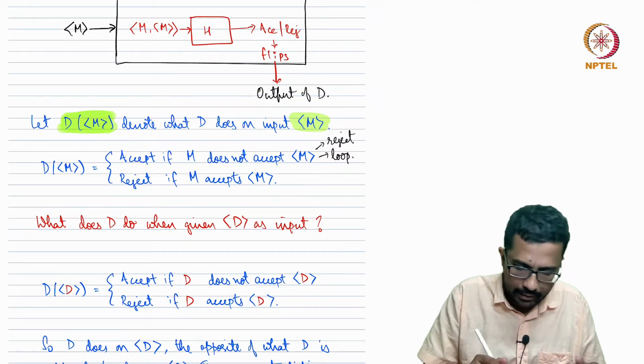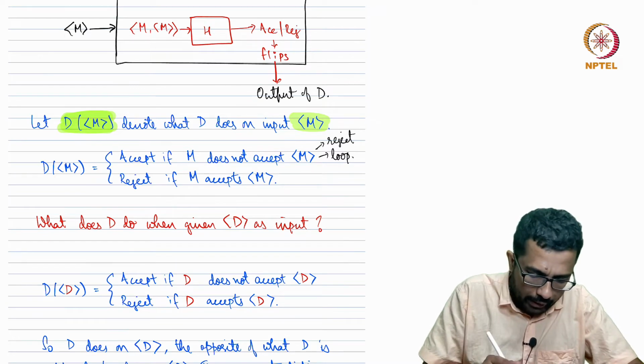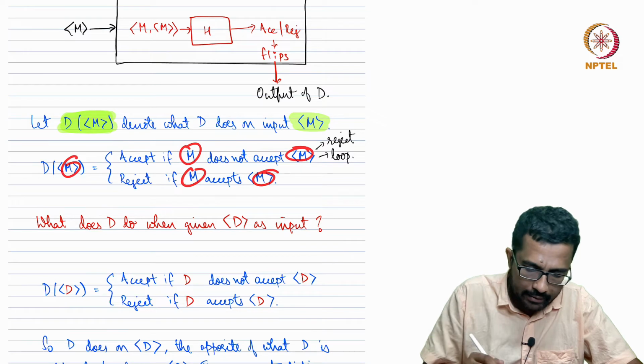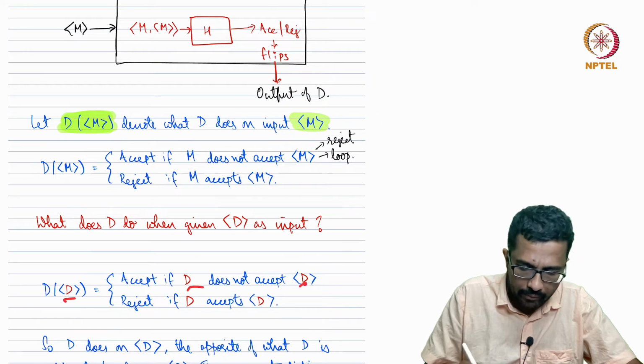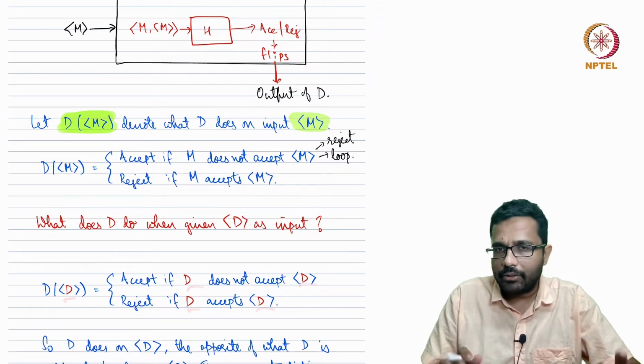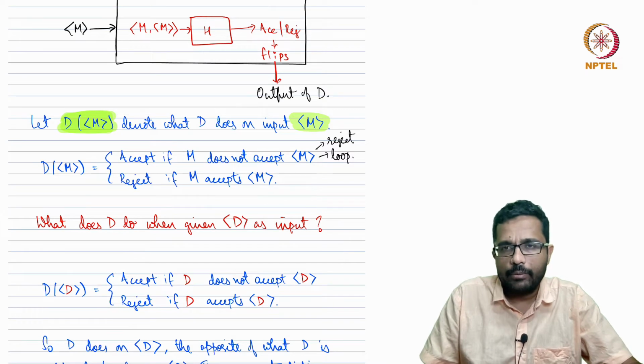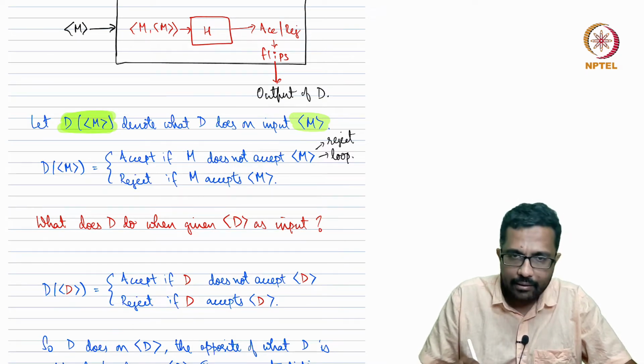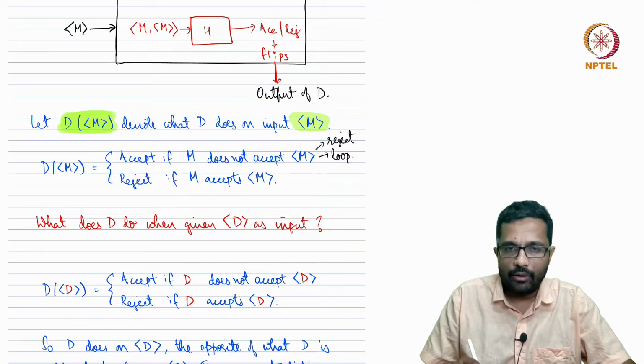I copy pasted everything that I said here, but wherever M was there, these five places, I have replaced it with D. Okay, so that's also straightforward, right? M can be any Turing machine, we replace it with D. But when you read this now, there is an interesting thing going on.